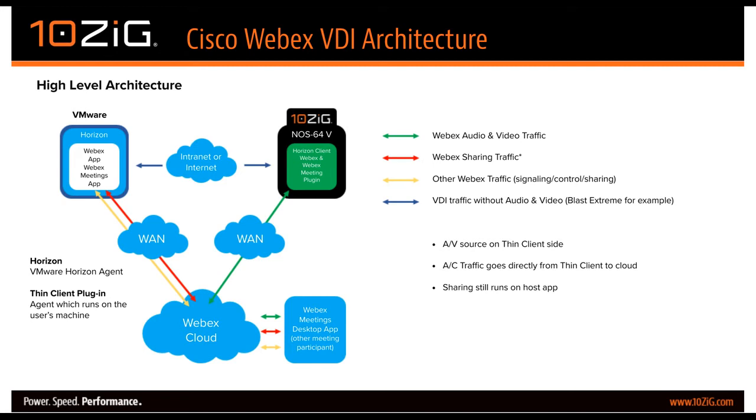And then the data and control channel, which is used to initiate that, again, as we saw in Teams, is again encapsulated either within Blast Extreme or PCoIP between the endpoint and the virtual desktop. And that traffic is channeled into the Webex app or Webex Meetings app, and that has to be deployed specifically in the VDI mode, as you'll see during the demonstration.